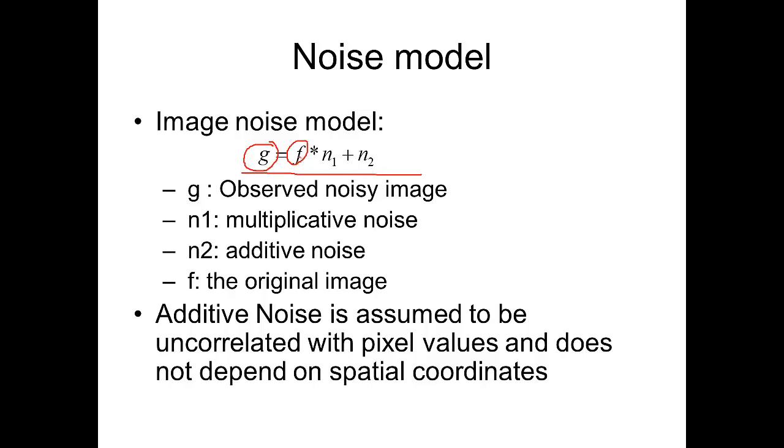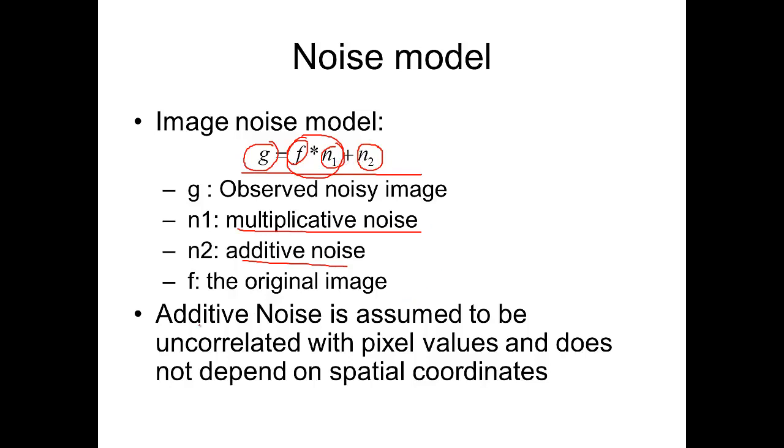This is the non-noised image, and this is the noised image. n2 is the noise, and n1 is also noise. But n2 we call additive noise here, and n1 is called multiplicative noise. Why? If you see this equation, this noise just adds to the image, doing addition. But this noise multiplies with the image value. So we call this one multiplicative noise.